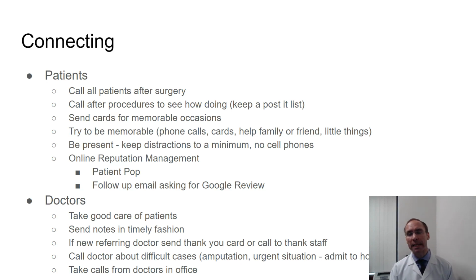This is something I didn't do in the beginning, and I would like that you do this. Maybe you learned this, maybe you saw this with your attendings, but if there's a difficult situation like an amputation, an urgent situation, or if they're admitted to the hospital, you should call the doctor, okay? So also take calls from doctor's office.